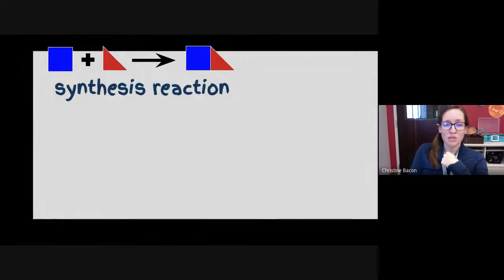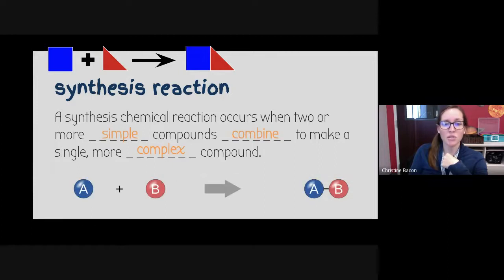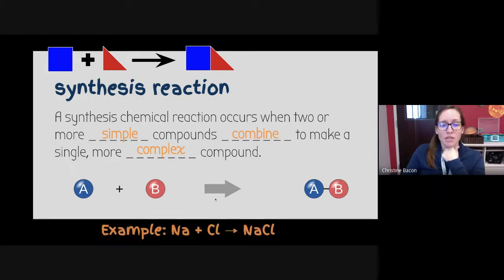First, we have a synthesis reaction or a combination reaction, where you have two simple reactants combined to make a single more complex compound. So two simple reactants form one complex compound, okay? Two simple, one complex, right? So they're combining. An example of this would be sodium chloride. You have sodium and chlorine that react to form sodium chloride.